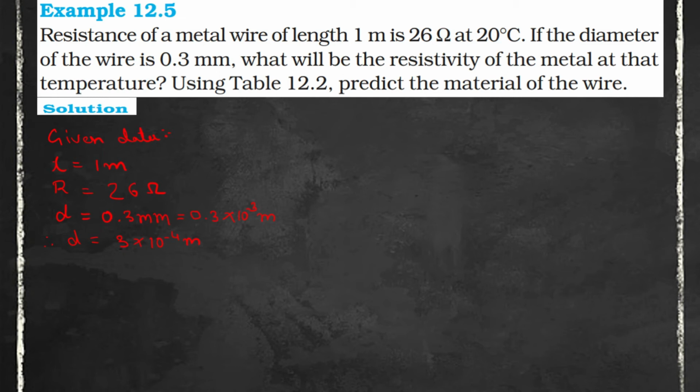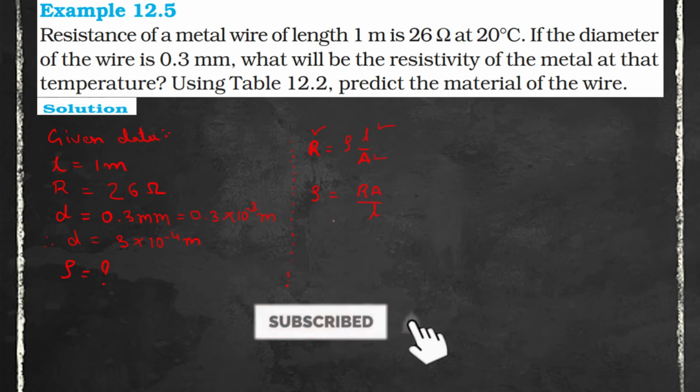Now what we have to find? Resistivity, which is rho. We have to find this rho. Now here no need of using Ohm's law. Here we have to use this equation, R is equal to rho L by A. Value of R we have, value of length we have, and value of A, which we will find with the help of diameter. So the thing left to find is resistivity. So here we will make electrical resistivity rho as the subject. So the equation which we will get is rho is equal to RA divided by L.